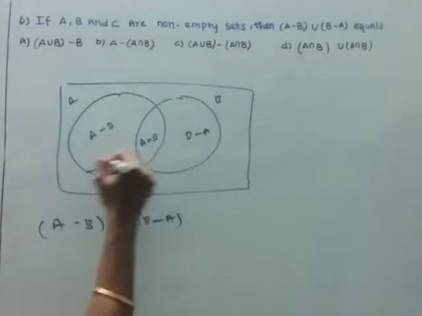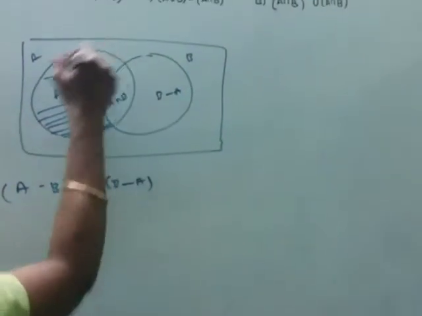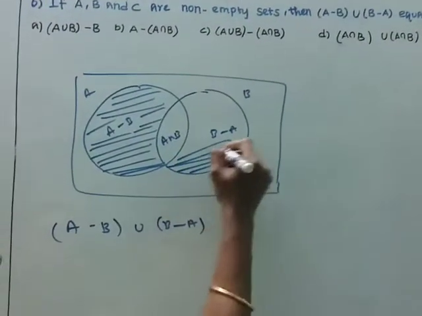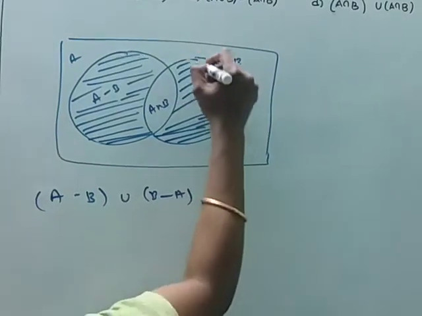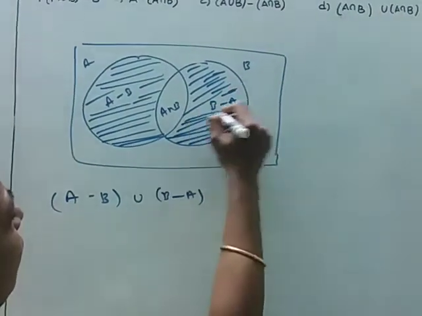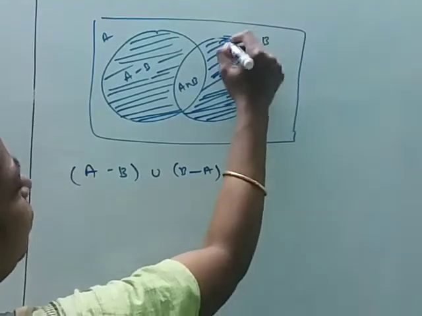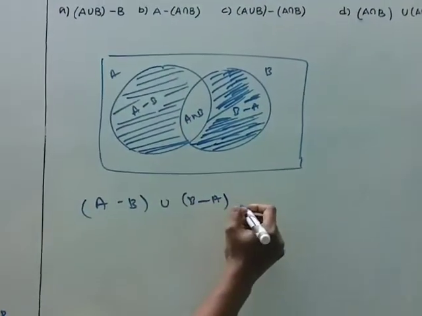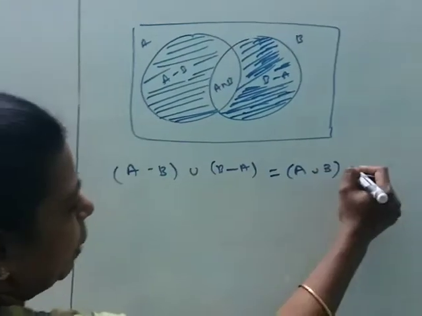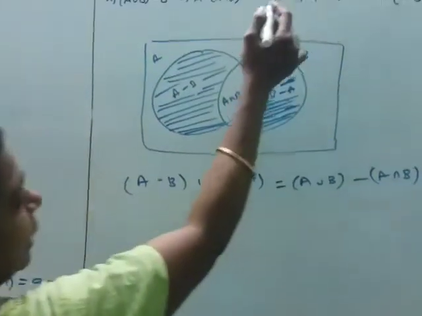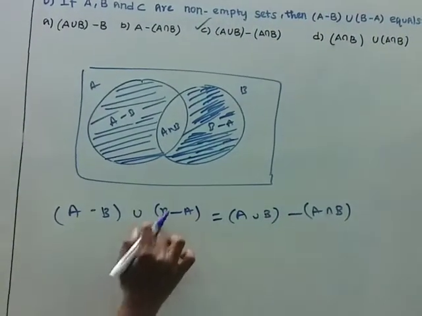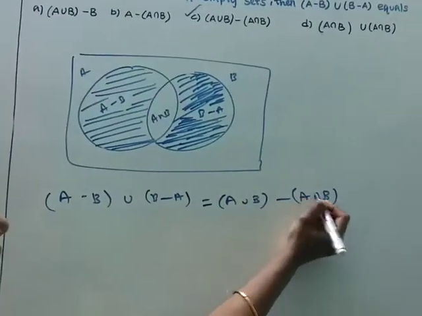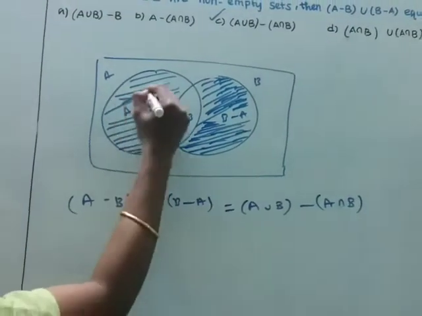So here A minus B and B minus A. What does that union represent? From the whole A union B you have to take the A intersection B outside. From A union B you are taking A intersection B out. So it is simply A union B minus A intersection B. So that will be the answer. A minus B union B minus A simply denotes A union B minus A intersection B. It is clear from our Venn diagram. You will understand? Copy.